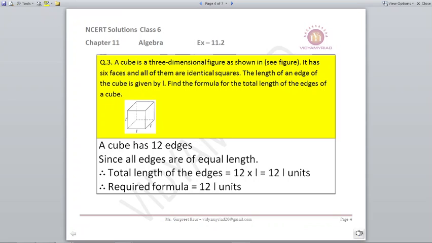When we join the 6 faces of the squares, it has 12 sides. For example, it will have 4 walls, 1 top, and 1 bottom. When we calculate all the lines, it will be 12 lines, or we call them 12 edges. And each edge is denoted by L, as all the edges will be equal since it is made up of squares. So we will say that the required formula will be 12L units.